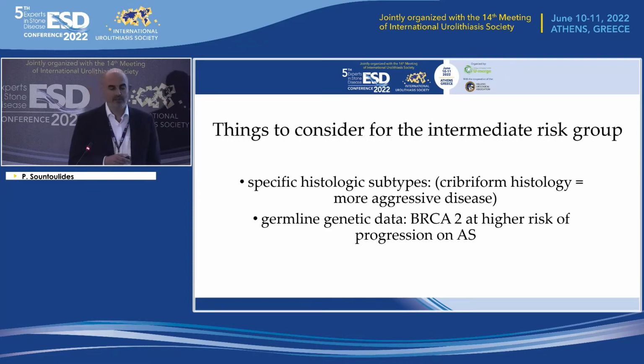Other things to consider in this intermediate risk group is the histologic subtype of the tumor. As you all know, the cribriform pattern in histology harbors more aggressive disease, and the prognosis is not as good as for patients who have no cribriform histology. Another thing related to that is the fact that sometimes cribriform pathology doesn't show on MRI scans. And another issue to consider is the presence of genetic mutations, especially BRCA2. Those patients do not do well on active surveillance, and at some point they have an increased risk of needing active treatment.